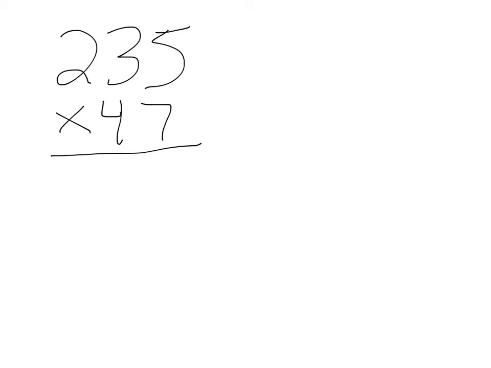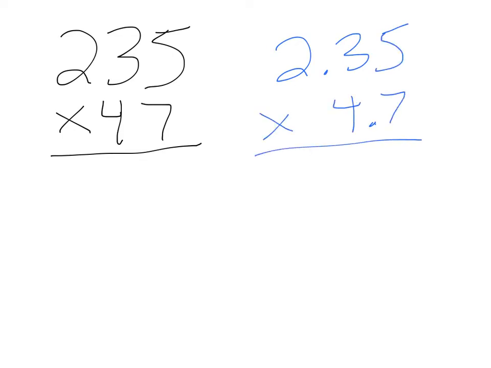Even if this was, let's say, 2.35 times 4.7, no matter what, you always line them up according to their last digit. So it's always going to be according to the 5 and the 7. It really doesn't matter what place value it's in, as long as it's lined up according to their last digit.